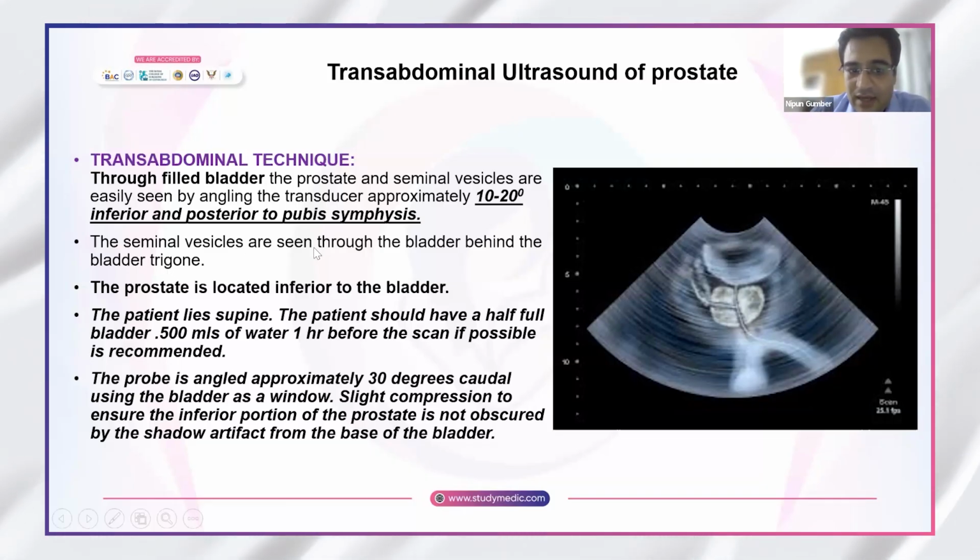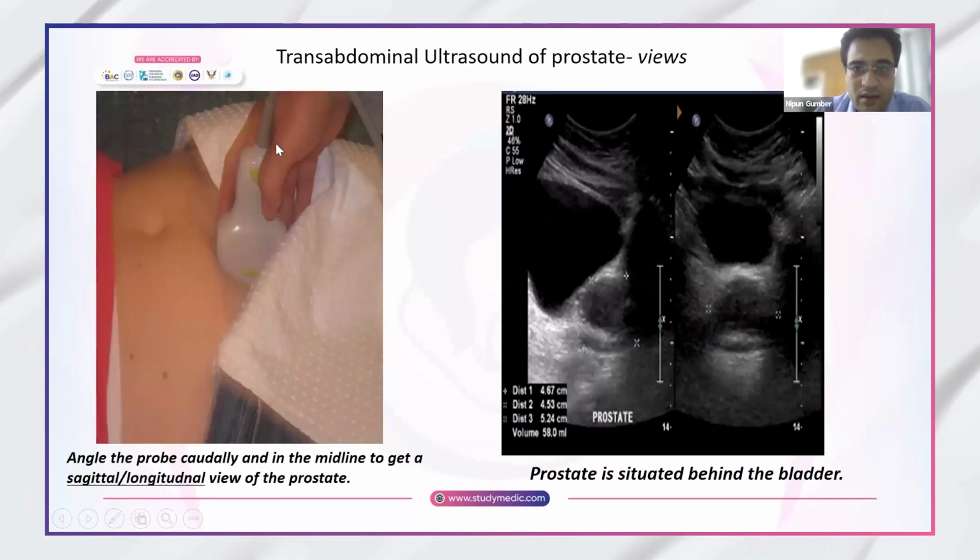The seminal vesicles are seen through the bladder behind the trigone of the bladder. The prostate is located inferior to the urinary bladder. The patient lies supine. The patient should have a half full bladder, 500 ml of water, 1 hour before the scan if possible. The probe is angled 30 degrees caudal using the bladder as a window. Use slight compression to ensure that the inferior portion of the prostate is not obscured by the shadow artifact from the base of the bladder. So you have to press a little bit in the pelvis so that there is no nearby shadow obscuring the base of the prostate.